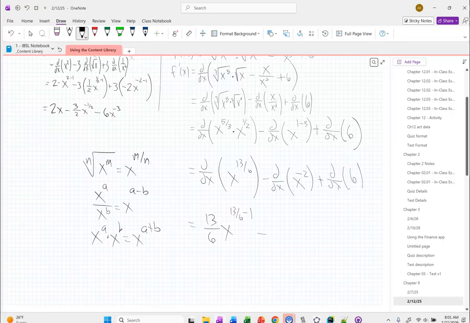How about for the next piece, the derivative of x to the negative 2? The new coefficient should be negative 2, and the new exponent should be negative 2 minus 1. And what's the derivative of the constant 6? It is 0.